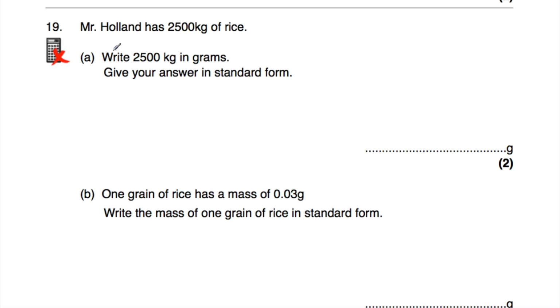Okay, let's look at our next question, question number 19. So question number 19 says, Mr. Holland has got 2,500 kilograms of rice. And we've been asked to write 2,500 kilograms in grams and to give our answer in standard form.